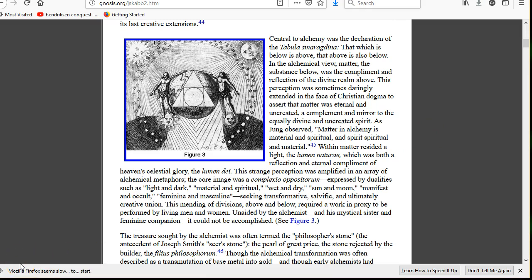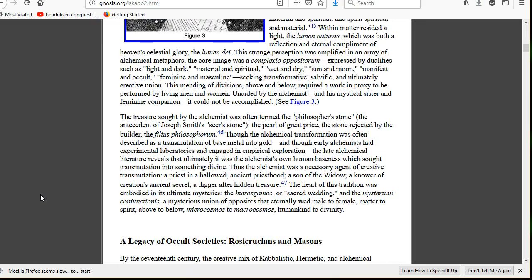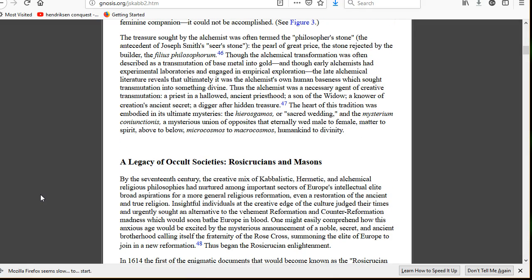I'm not going to read the whole thing on alchemy, but I will say, concerning his first sentence in the next paragraph, central to alchemy was the declaration of the tabula smaragdina, that which is below is above, that above is also below. Now, he does say the treasure sought by the alchemist was often termed the philosopher's stone. And he goes on to say the antecedent of Joseph Smith's Seer's stone, the pearl of great price, the stone rejected by the builder, the Lapis Philosophorum.